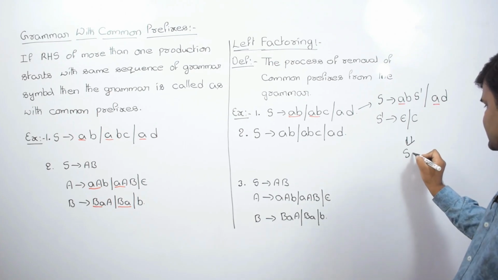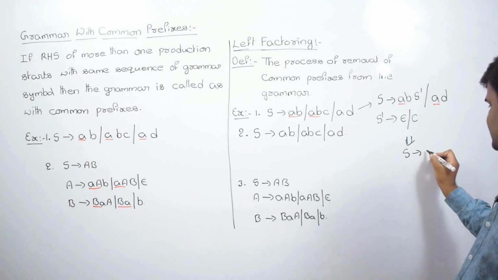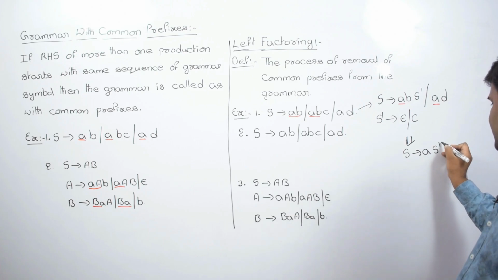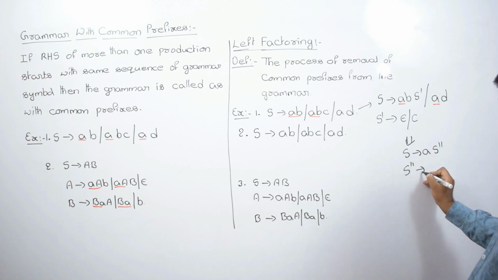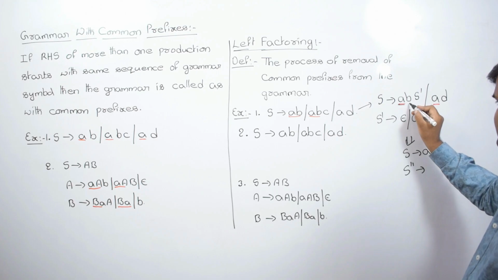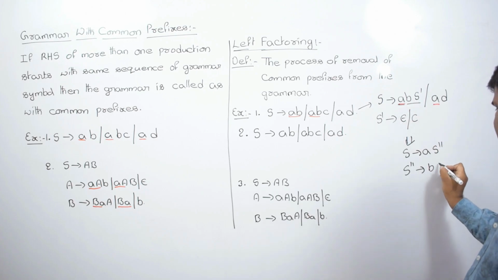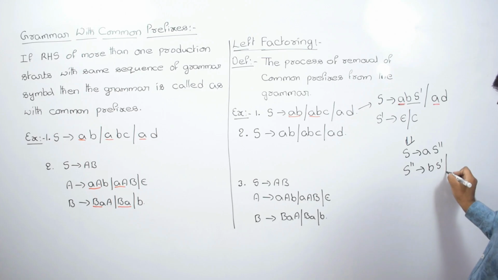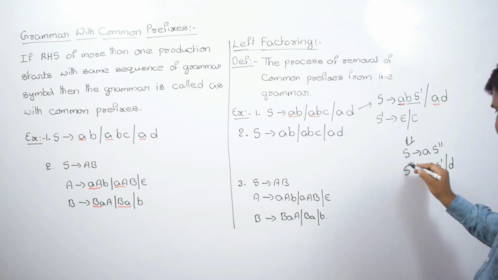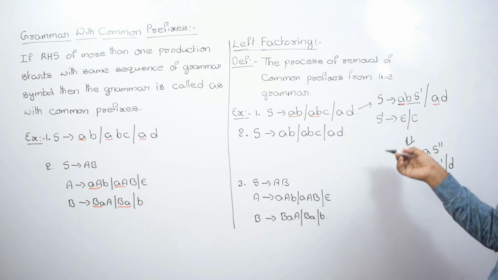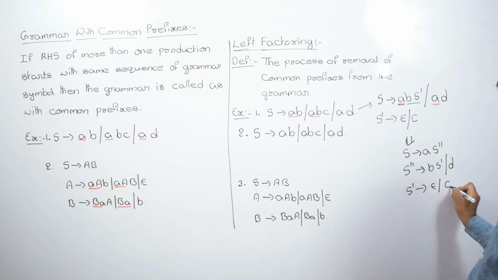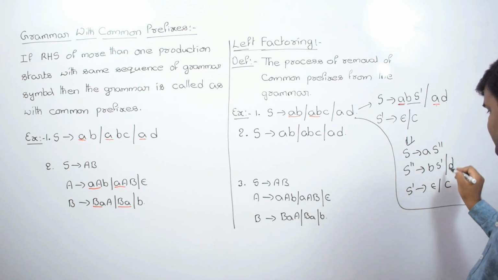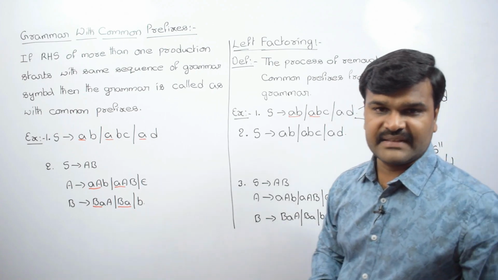S derives the same common prefix A and S double dash. What is S double dash? After the common prefix, the remaining is BS dash, and then after this common prefix you have D. With this we get back the same thing. Then S dash means epsilon or C. This is the final equivalent grammar without any common prefixes.